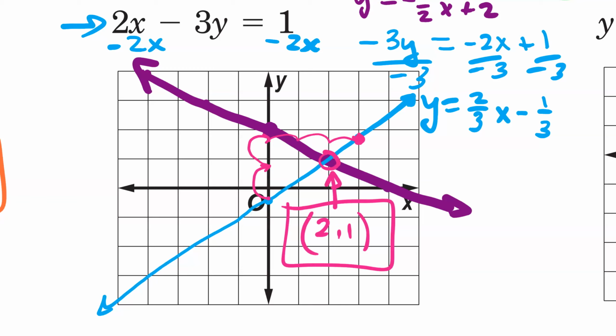Let me start again. For the first line, I started at negative 1/3, which is right here. No, for the first line, I started at 2. I start at 2, which is right here. And then I go down 1 over 2.